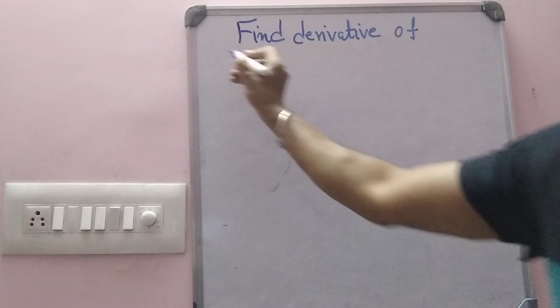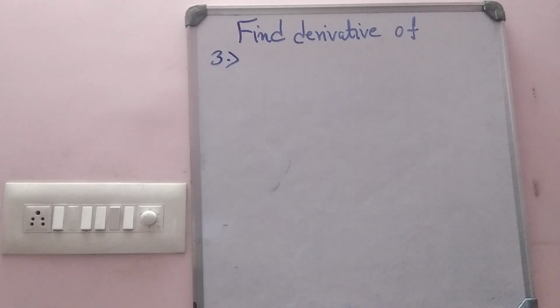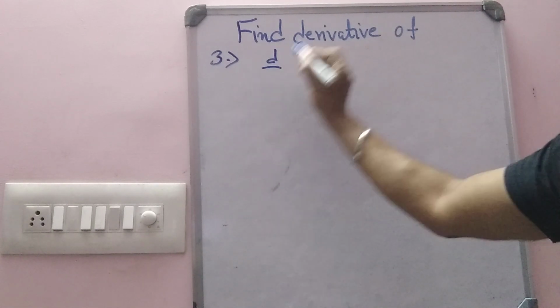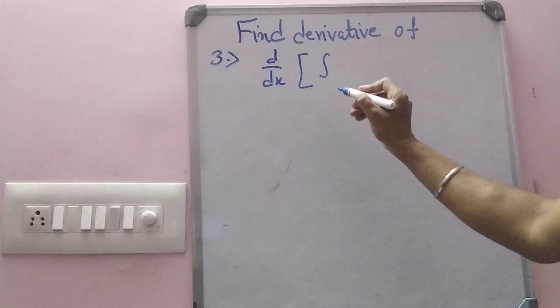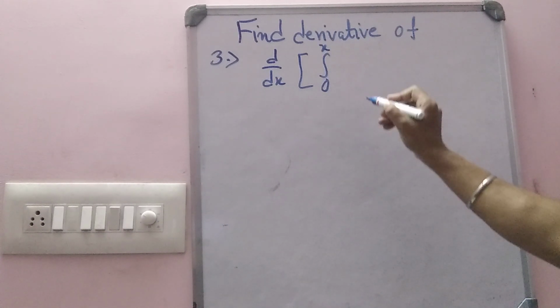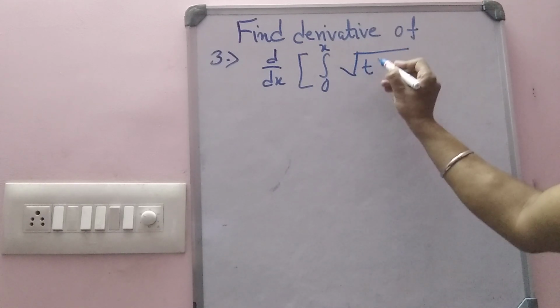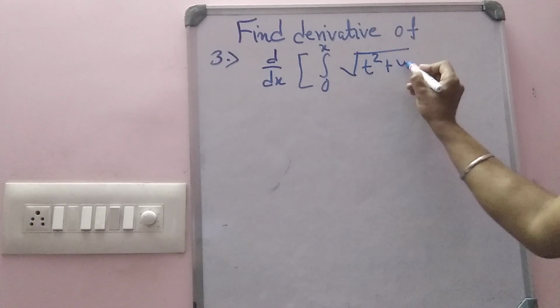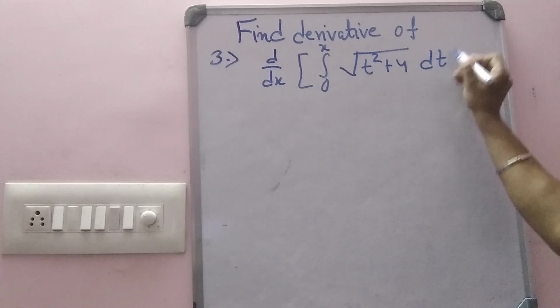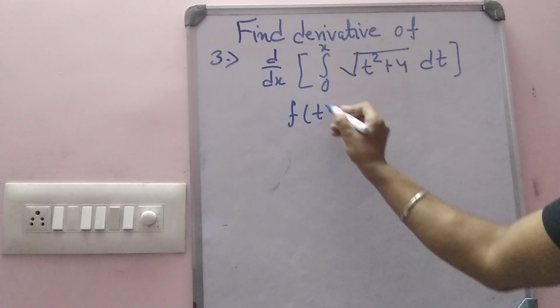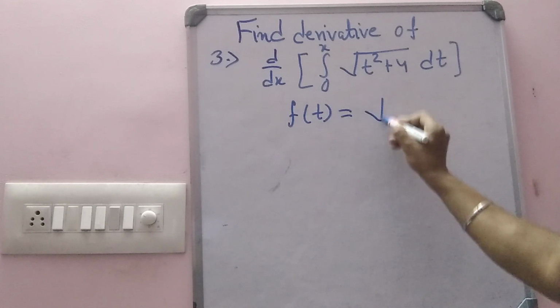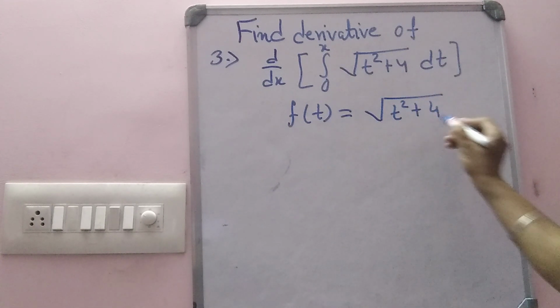Next problem I am taking, third problem. Now if the format is given like that, you have to find d by dx of the integral with limit 0 to x of square root of t square plus 4 dt. Again your function is given in t. So here we can write, first take it as f of t. Your f of t is t square plus 4.